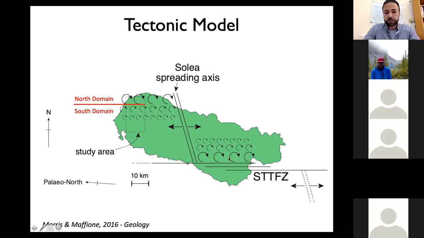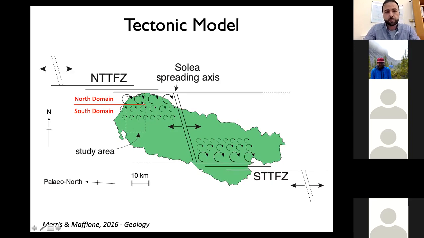They are all clockwise because the kinematics of this transform is textural. And because we observe a similar pattern here, what we interpret was that we should have another transform fault very close to the edge of the ophiolite. Unfortunately, we cannot test this with field evidence because it must be just outside the ophiolite. But because the rotations here are so strong, we expect that what we call the northern Trudos transform fault zone must have been very, very close to this location here.